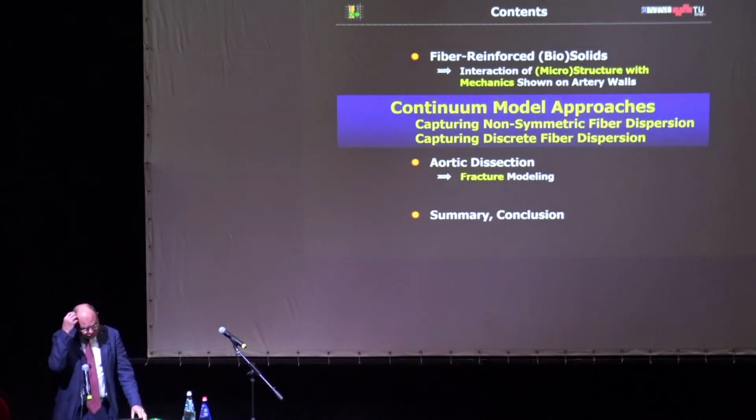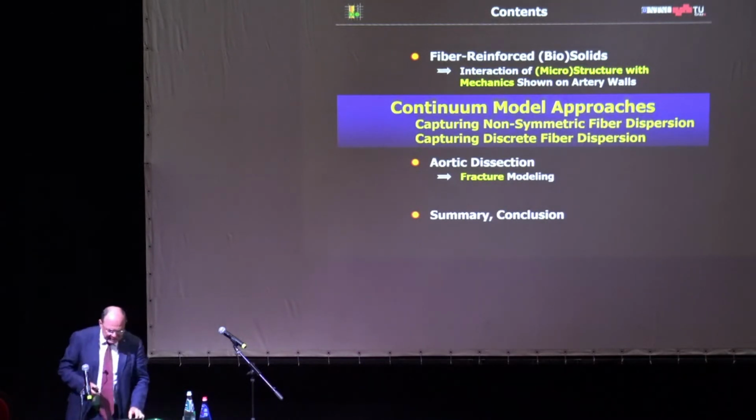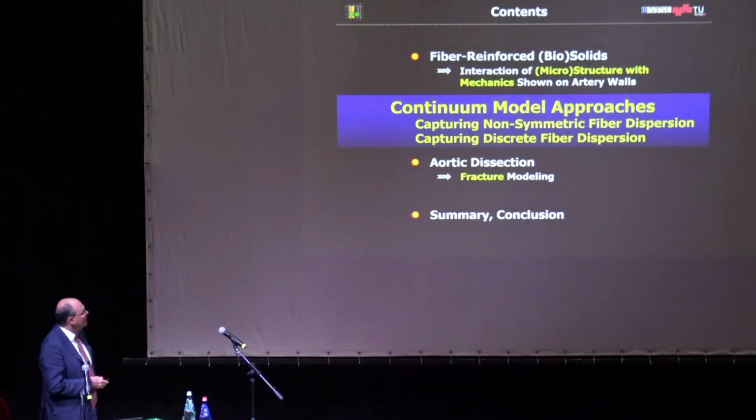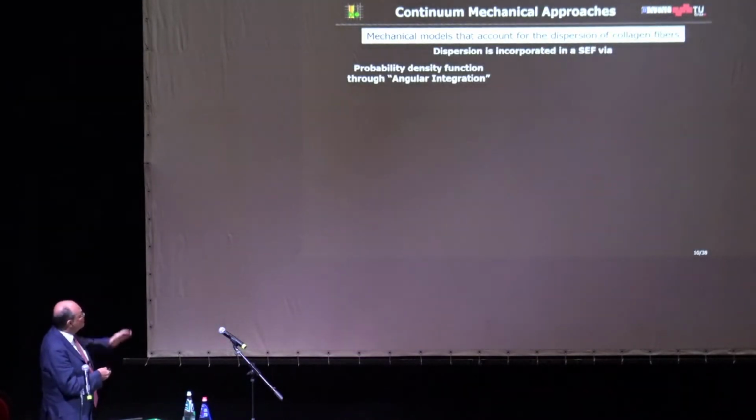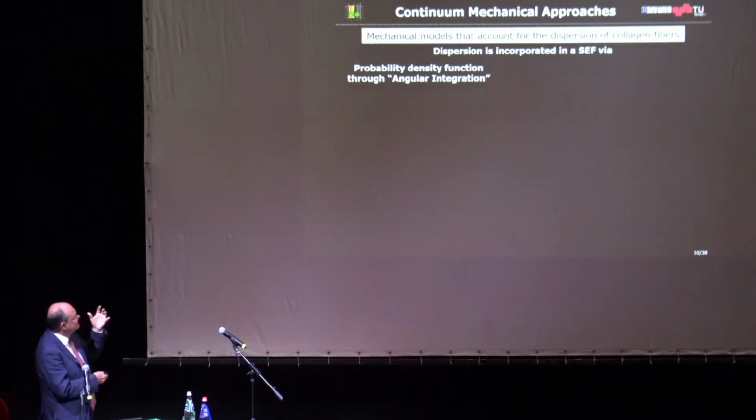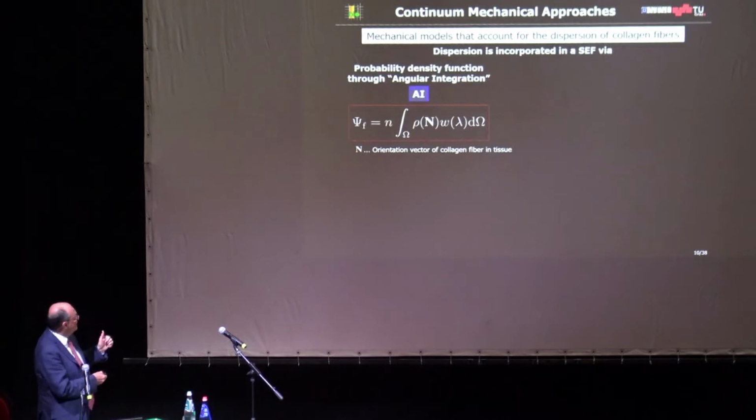I show you now two continuum model approaches, and one is a non-symmetric fiber dispersion. This is basically also implemented in Abaqus. Abaqus took that and implemented that. So we have two options. This is the so-called angular integration. I call it AI. So in the angular integration, you have the following.